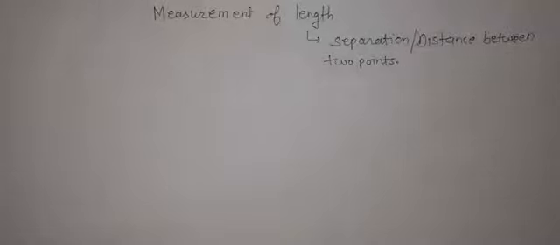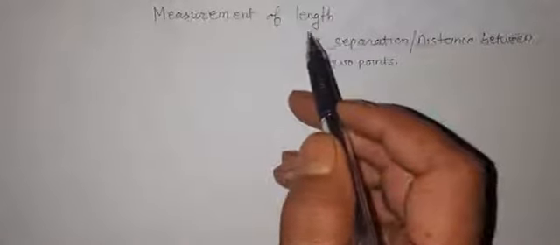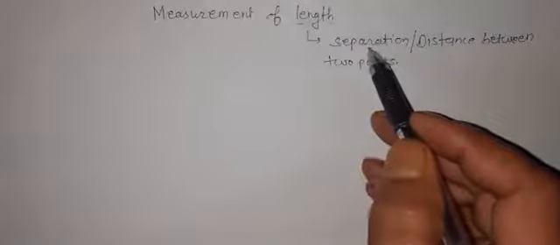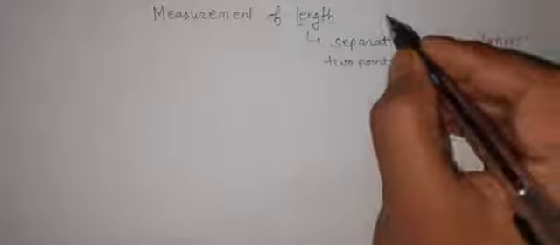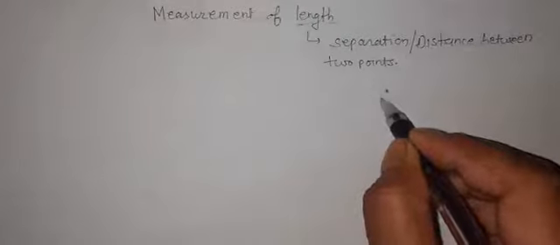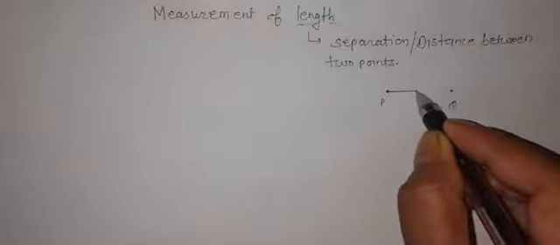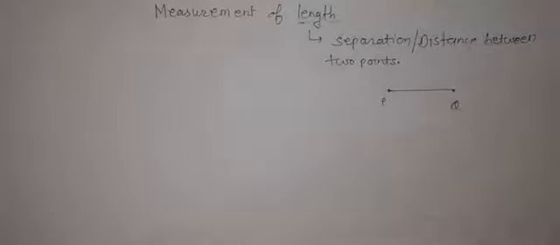In today's video, we are going to learn about measurements of length. For that, we should know what length is. Generally, students, it is the separation or distance between two points. Let's consider this is point P and here is point Q. So this is the separation between points P and Q. That is what we call length.